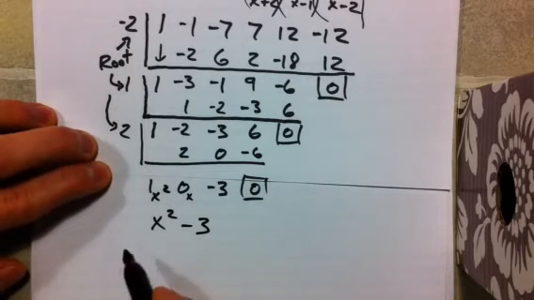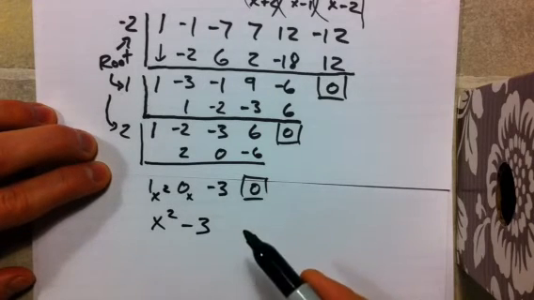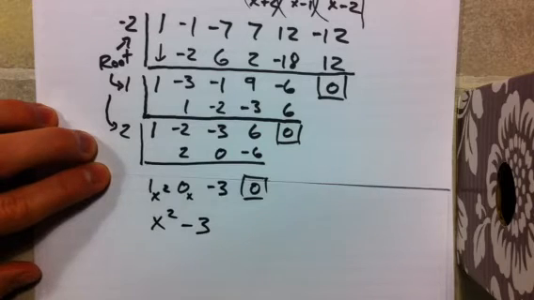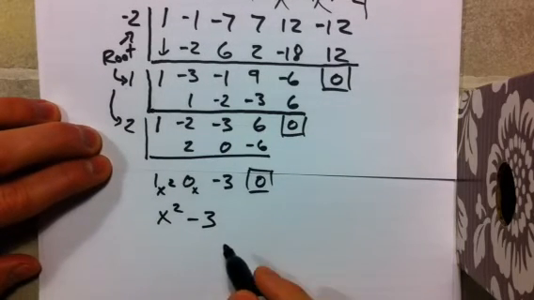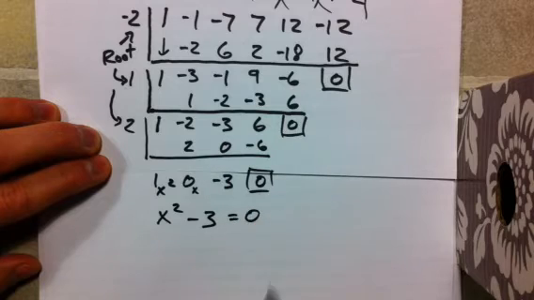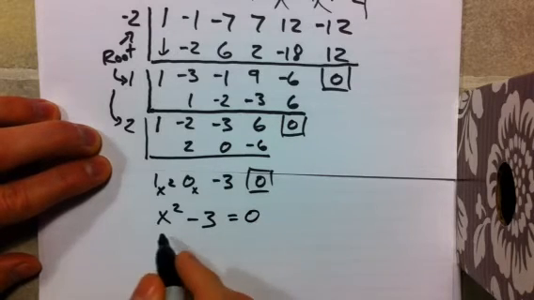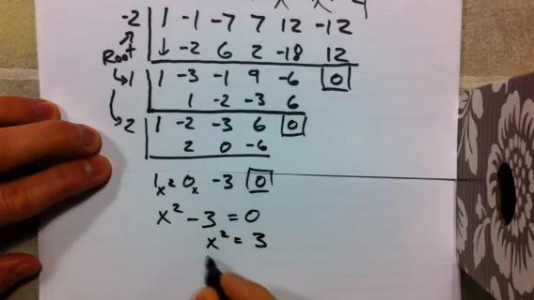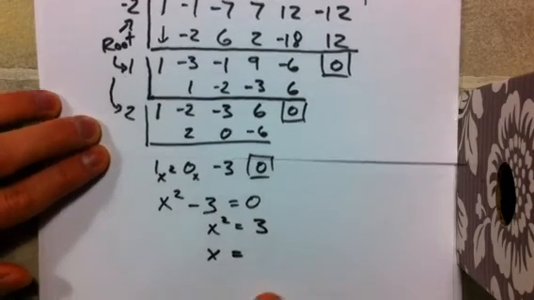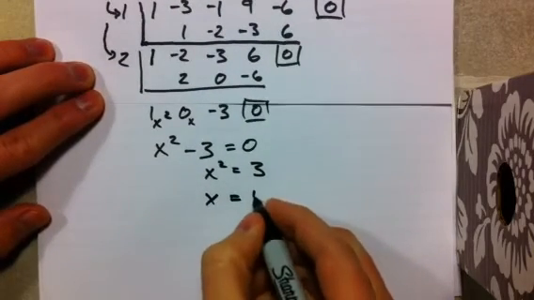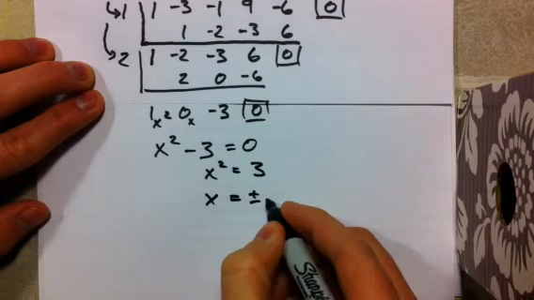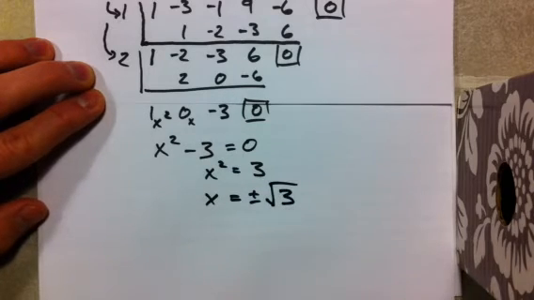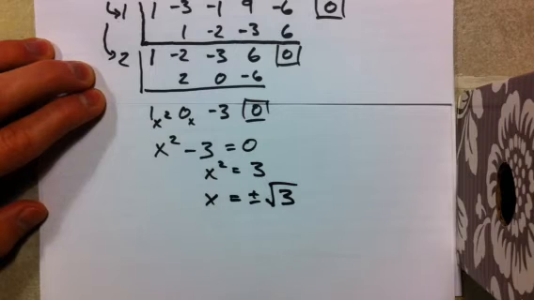So now what we can do is set the rest equal to 0 to find our other x-intercepts. So if we set it equal to 0, add 3, x squared equals 3, take the square root of both sides. Every time we take the square root of both sides, we have to remember to add the plus or minus in there. Plus or minus square root of 3. So that's where our approximately 1.7 came from.